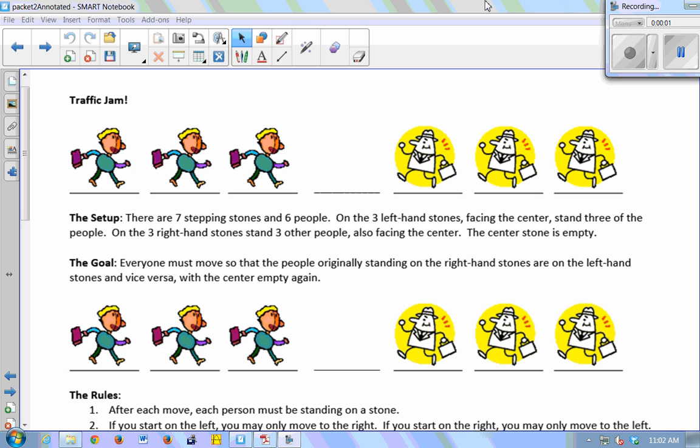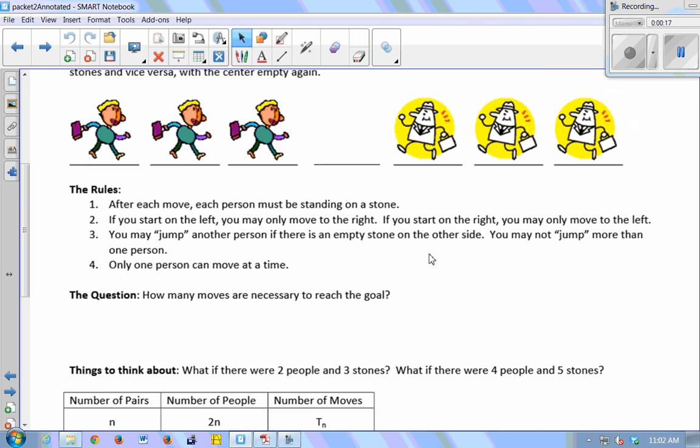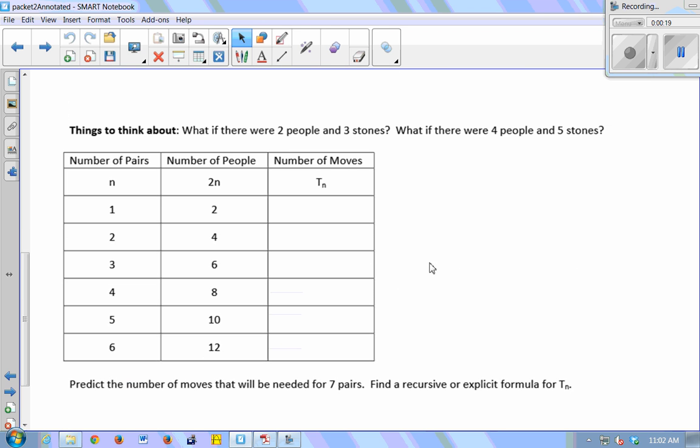So we were outside collecting some data about how many moves it takes to play this game with various numbers of players. While we were still inside, we played the game with just 2 players. Okay, so when we had 1 pair or 2 people, it took how many moves? 3. Okay, it took 3 moves.